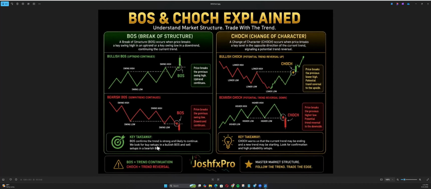We look for a buy setup in a bullish break of structure and a sell setup in a bearish break of structure. So break of structure is for trend continuation. Understand that.